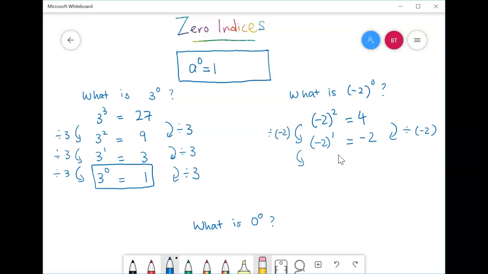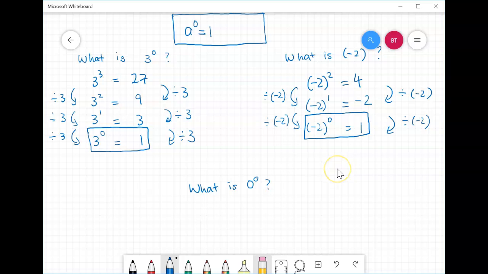And then finally, we do one more step. Negative 2 to the power of 1, I'm going to divide by negative 2 again on both sides. So negative 2 to the power of 1 divided by negative 2 to the power of 1 is going to give me negative 2 to the power of 0 on the left. On the right, negative 2 divided by negative 2 is going to give me positive 1. So again, even if a is negative, we still get 1 as our answer. So this result of a to the power of 0 equals 1 works if a is positive or negative. But what if a is 0?